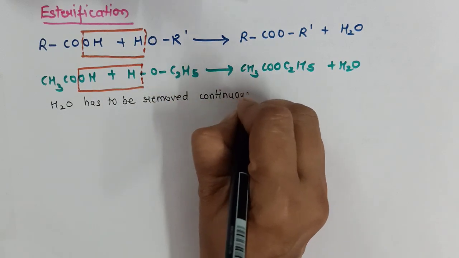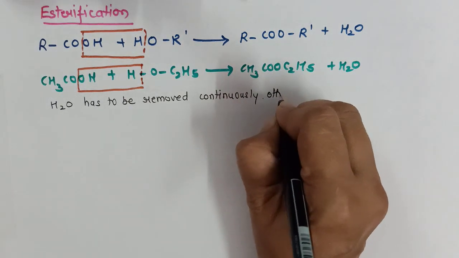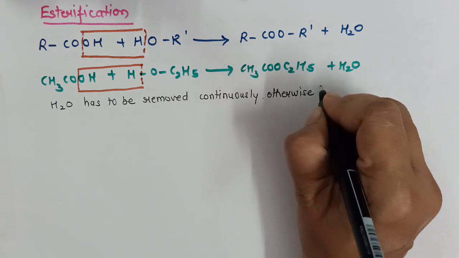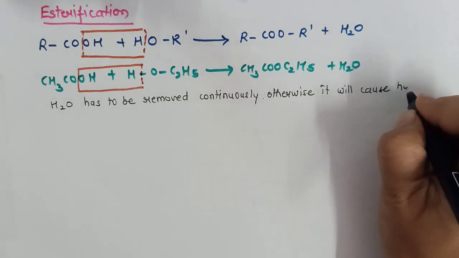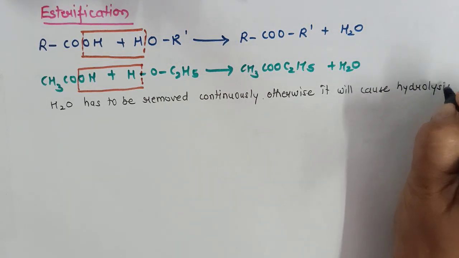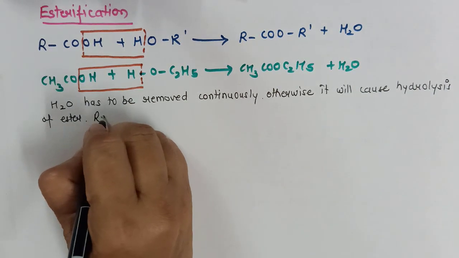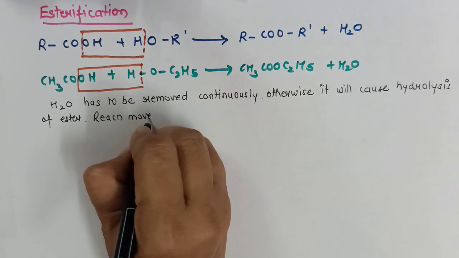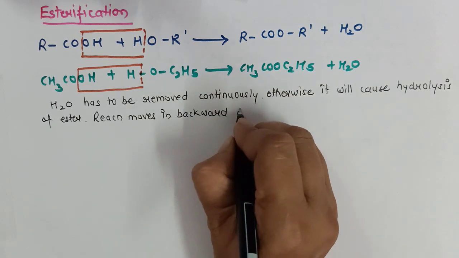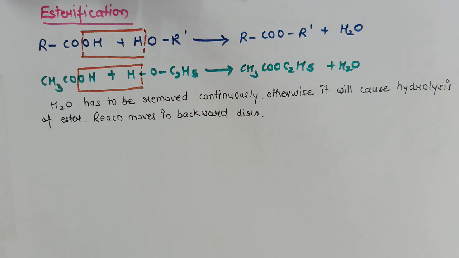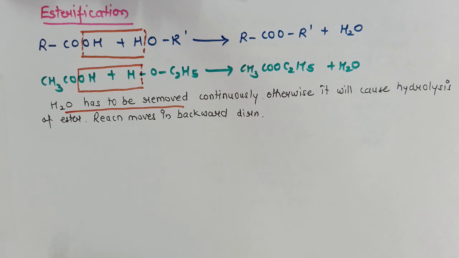Reason? Because if the water is not removed continuously, then it will cause hydrolysis of ester, and as a result, the reaction moves in the backward direction. And therefore, in this reaction, the water formed as a byproduct has to be removed continuously.